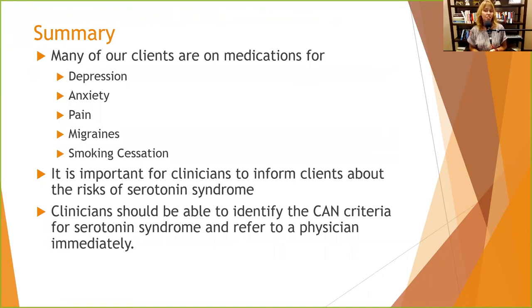It's important for clinicians to inform clients about the risks of serotonin syndrome. Well, I think I covered that. We as clinicians should be able to identify the CAN criteria, cognitive, autonomic, and neurological, for serotonin syndrome, and refer to a physician immediately if it seems like the person may have started taking a combination, or they just recently started taking an SSRI or an herb like 5-HTP or St. John's wort, and they're starting to have some of these symptoms. We don't want it to build up in their system, so we should make that referral.